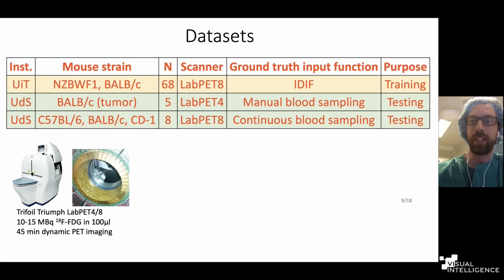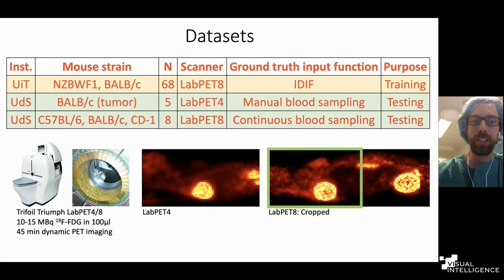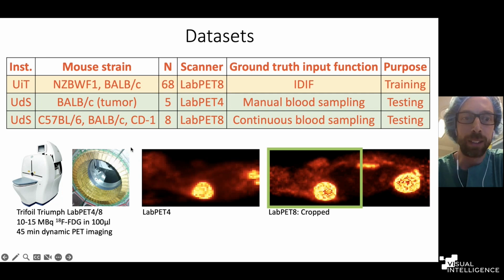And this is what so far led up to the work we've done so far. Here is the small animal PET scanner, by the way. And this is a mouse PET image. You see the heart and the kidneys and the bladder.